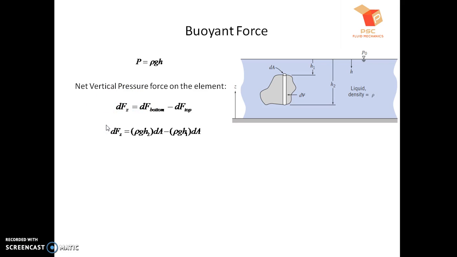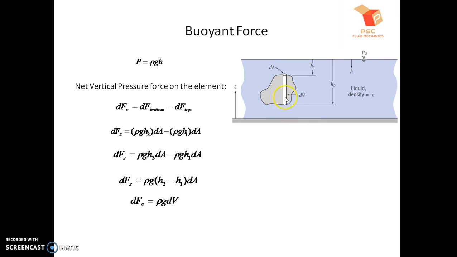How to determine its magnitude? Force is pressure into area. At the bottom face the pressure is rho g h2 multiplied by the area dA, minus at the top the pressure is rho g h1 multiplied by the area dA, which gives the pressure force at the top. Solving this, taking rho g and dA common, we get rho g into (h2 minus h1) into dA. This h2 minus h1 gives the height of this element. Height multiplied by its cross-sectional area gives dV, the volume of the element. So it will be equal to rho g dV.